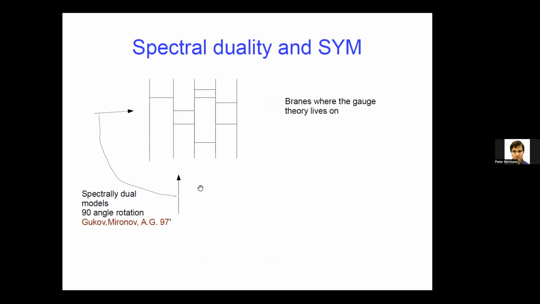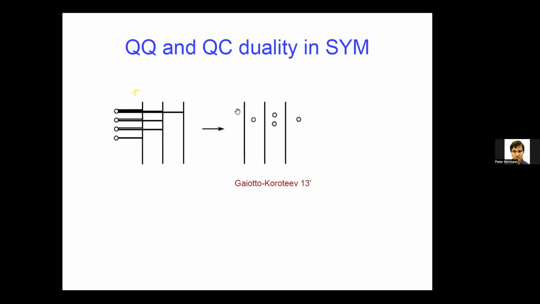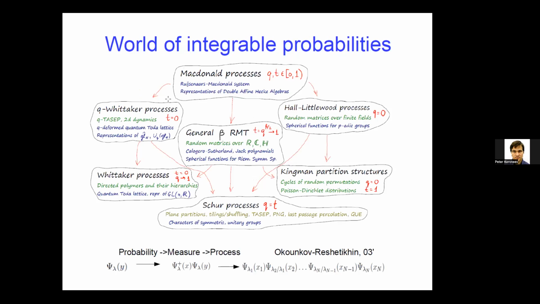Actually, as Egor told before, the spectral duality has a very simple interpretation in terms of branes. It is just a 90-degree rotation of the brane diagram. That is the spectral duality. And on the other hand, as Peter discussed before, the quantum-classical duality is just the realization of the Hanany-Witten move for the brane configuration for the quiver gauge theory. So there is a clear picture of two types of dualities. Everything is clear, at least at the trigonometric level.